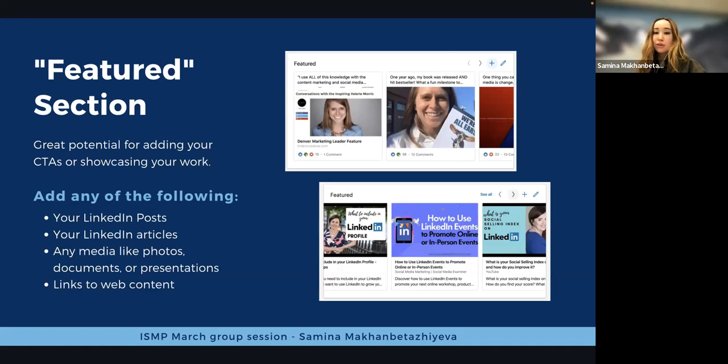So you can add your previous LinkedIn posts, LinkedIn articles that you have written, any media like photos, documents, and presentations, as we see here in examples. And the most helpful that people usually find is links to web content. So if you have your own personalized portfolio, depending on whether or not you want it to be public, if you want people to go into your portfolio every single time, you can leave it up there. But I personally have my portfolio separate, and I usually submit it with my resume or to the recruiters directly, because I don't want other people to see my work.